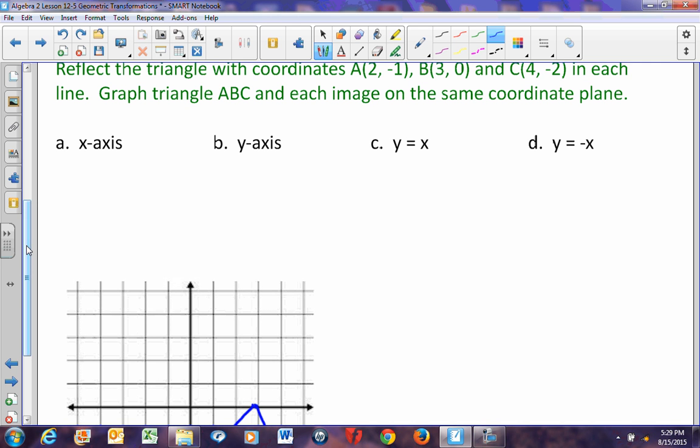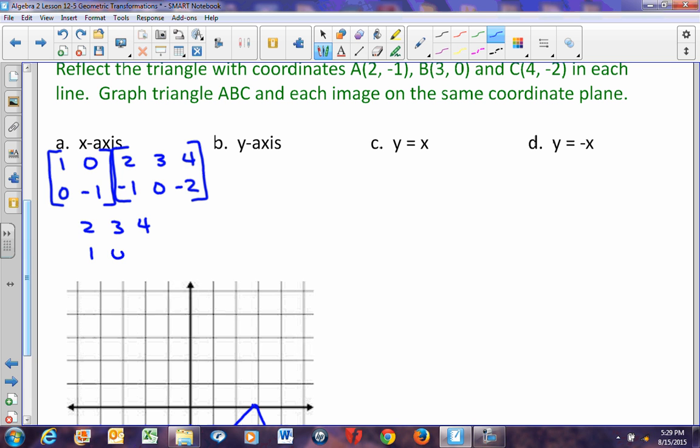I will reflect across the x-axis. The x-axis matrix is 1, 0, 0, negative 1. So there's my x-axis. And then we multiply that by 2, 3, 4, negative 1, 0, negative 2. When I multiply that, I get 2, 3, 4, 1, 0, 2. I'm going to graph all these simultaneously because it'll be easier.